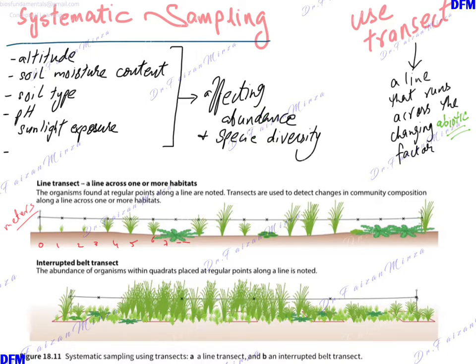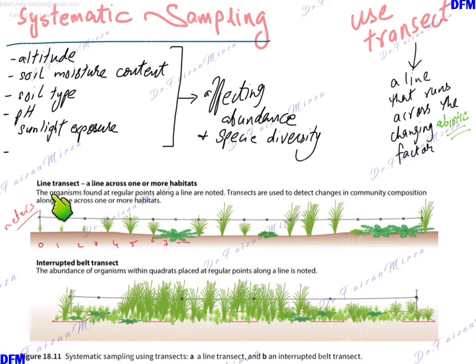In that case, you can't use random sampling because a randomly placed coordinate will give you widely varied results, whereas an abiotic factor is actually controlling or governing the distribution and the abundance of that species or the species diversity in that region. So what do we do? In systematic sampling, we carry out either the line transect or the interrupted belt transect. There are two ways in which we can do that. What's a transect? A transect is basically a measuring tape, a line that runs across the changing abiotic factor.